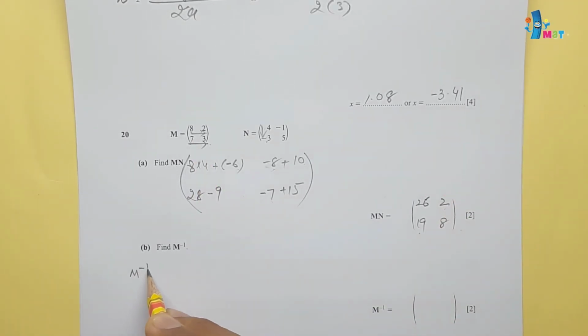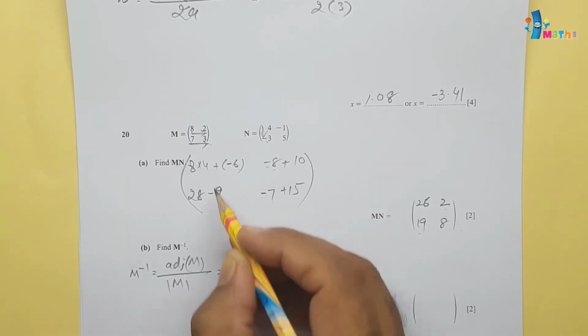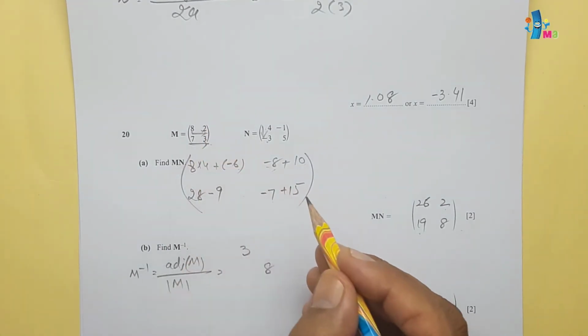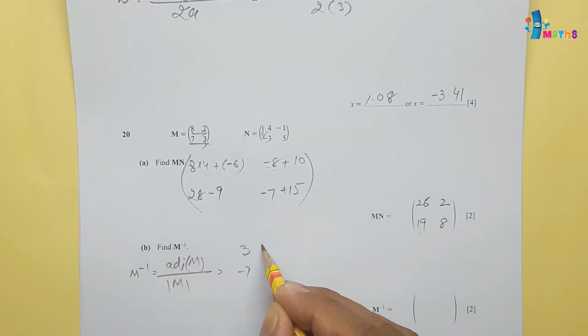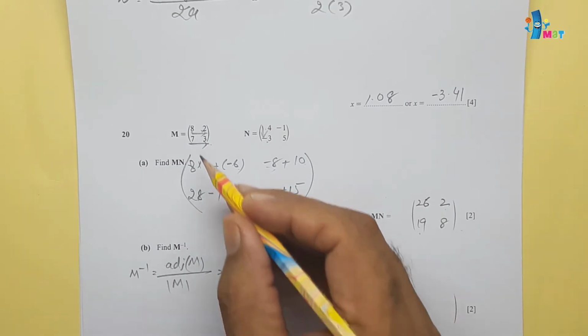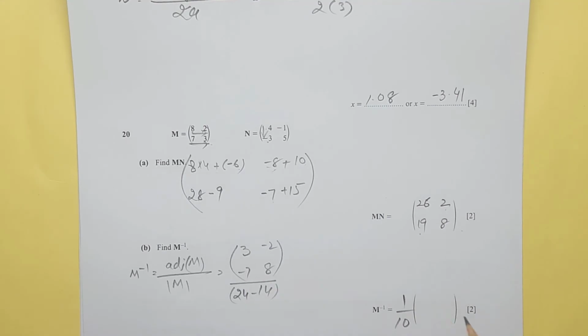And M inverse is equal to adjoint of M over mod M. Adjoint is changing these two locations, so 8 and 3 will be swapped, and changing signs of this one, so minus 7 and minus 2. This will be adjoint. Over mod will be what? 8 into 3 will be 24, minus 7 into 2 will be 14, so it will be 1 over 10, and this will be 3 minus 2 and minus 7 and 8. This will be our final answer.